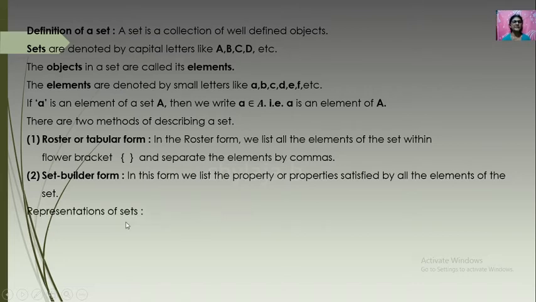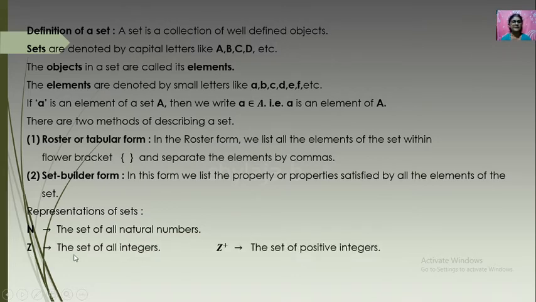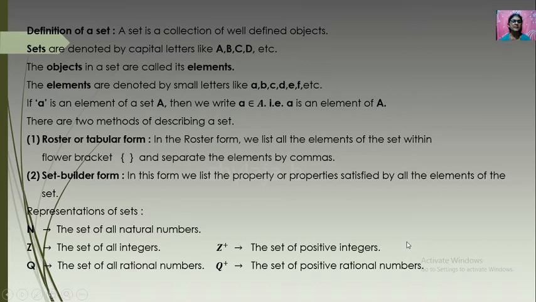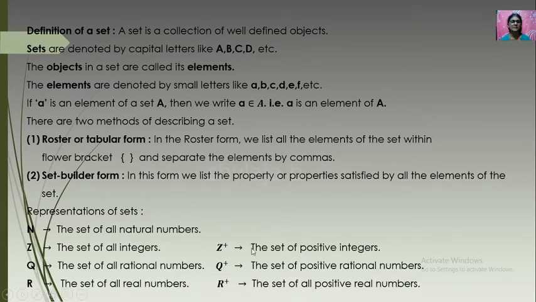Now, representation of sets. Capital N represents the set of all natural numbers. Capital Z represents the set of all integers. Z plus represents the set of positive integers. Q represents the set of all rational numbers. Q plus represents the set of positive rational numbers. R represents the set of all real numbers. R plus represents the set of all positive real numbers.